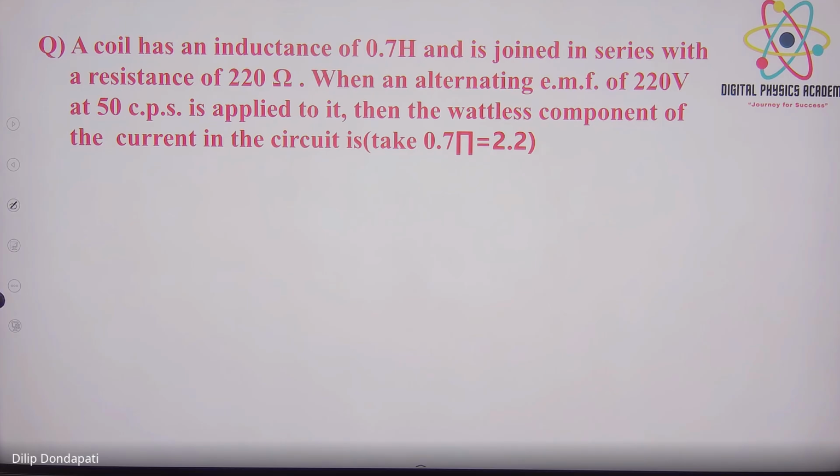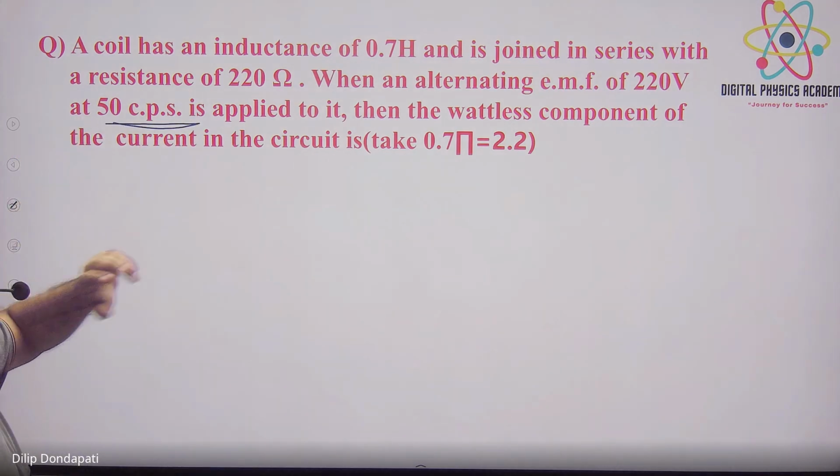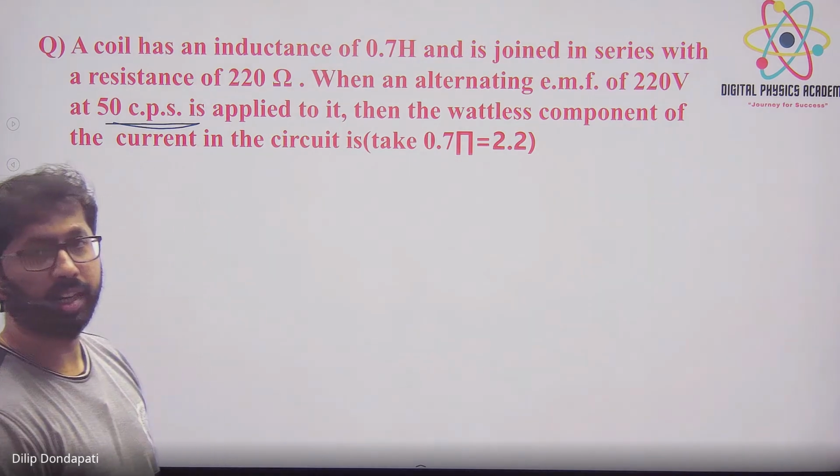A coil has inductance joined in series with resistance. मतलब it is a RL circuit. When a voltage 220 volts is applied, frequency is given per second. The wattless component of current is given. He's asking directly wattless component of current.